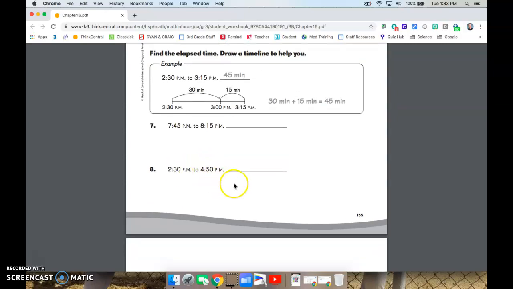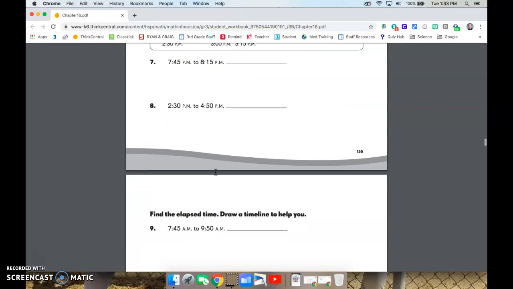Now we go from 2:30 to 4:50. So 2:30 to 4:30 would be 2:30, 3:30, 4:30. So there's 2 hours. And then from 30 to 50 is 20 minutes. So 2 hours and 20 minutes.